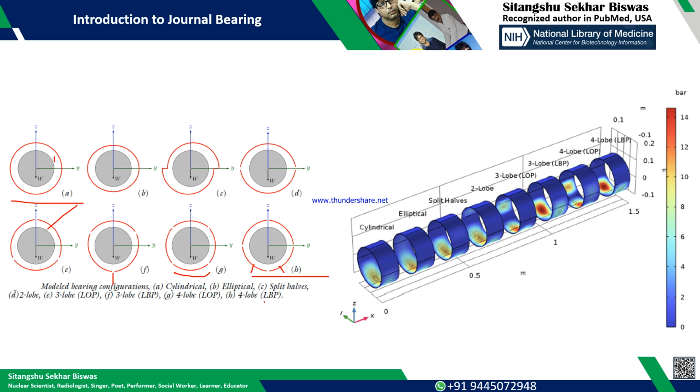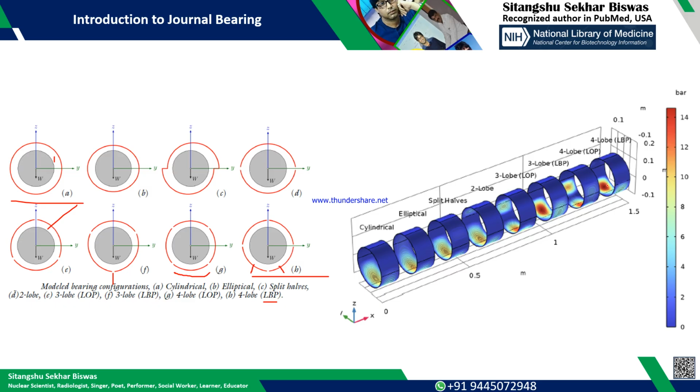So basically LBP means, I mean to say, the load between two pads. LOP means load on the pad, like that only I mentioned. And this can be simulated very easily, to understand the behavior. You see, in the last case, this is the four lobe where the load is sitting between the pads.